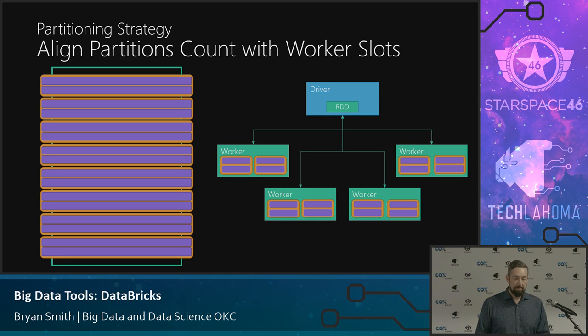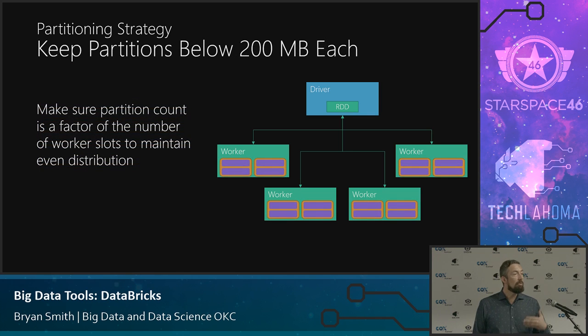Now, that said, every worker slot only has so much memory and computational resource available to it, and it is possible to blow out those slots. So if you load up partitions that are too big, you'll get out of memory errors, a really common error that people see. So one of the general rules of thumb, and this is an incredibly general rule of thumb, is that we tend to shoot for about a 200 megabyte partition size max.